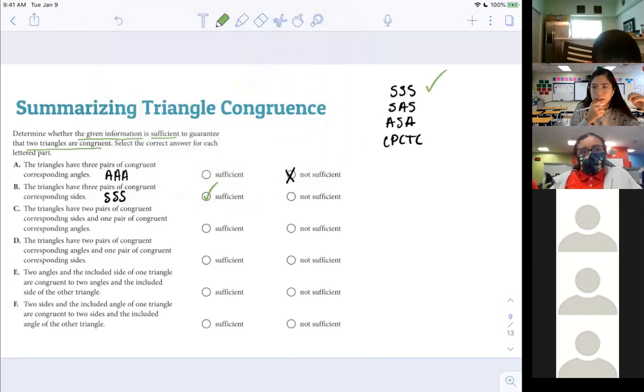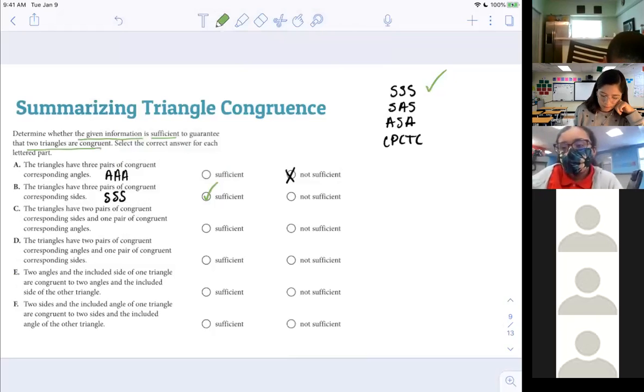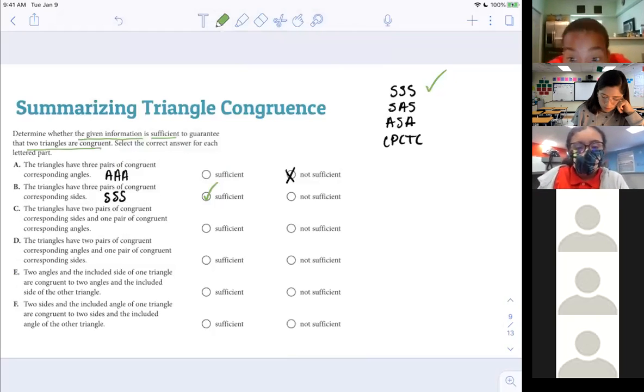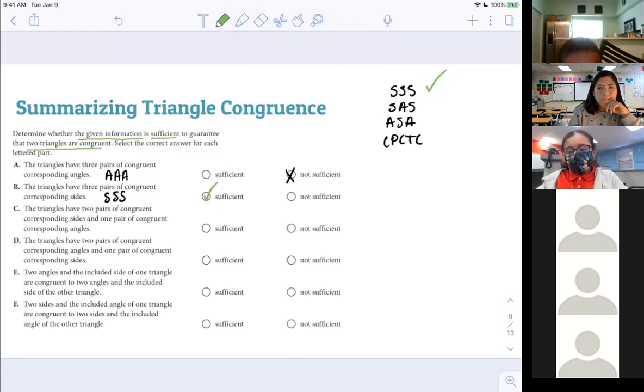Yes, Jalen, go ahead. The triangles have 2 pairs of congruent corresponding sides and one pair of congruent corresponding angles. Okay, is this enough? No. No, why not? Because that's SSA.